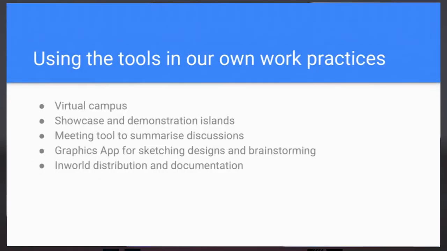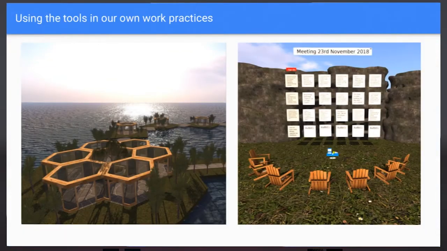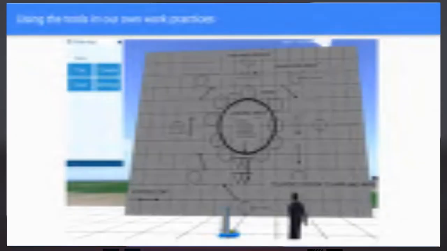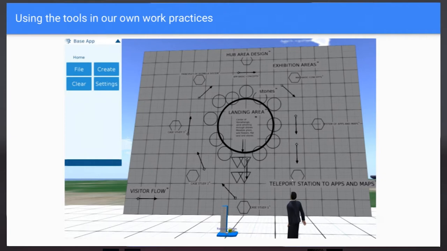We have started using our tools as we were developing them. We have started integrating these tools in our own work practices. We use them for creating virtual campuses, showcase and demonstration islands, and we have a meeting tool that we use at every one of our meetings. The last two slides show you the results of these processes. You have the virtual campus or hub on the left, and the meeting tools on the right, and the next slide just describes the drawing package that we built.